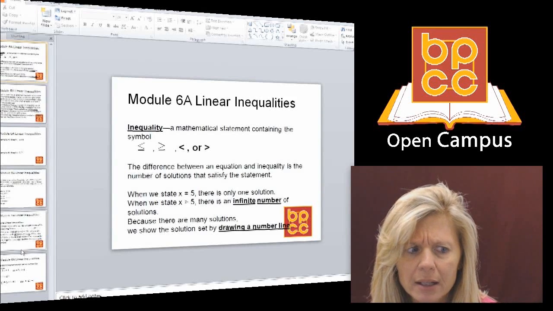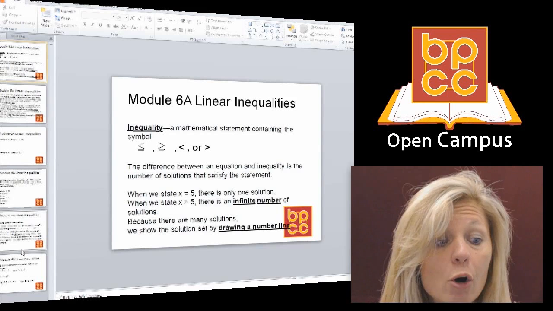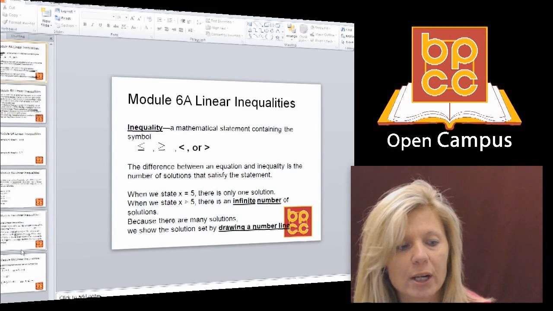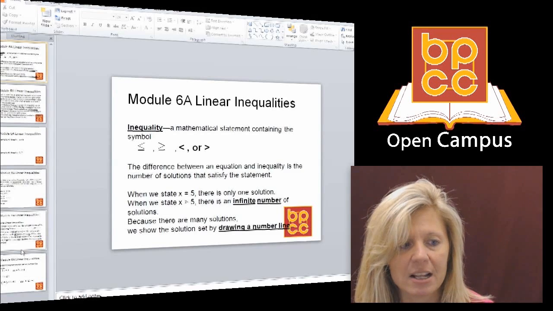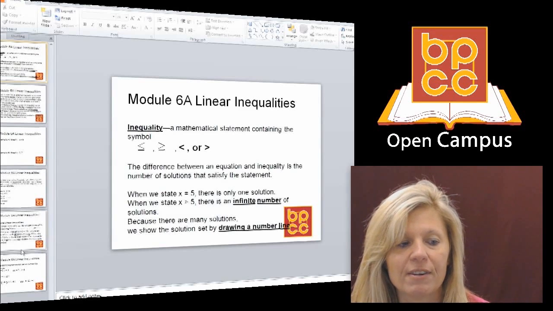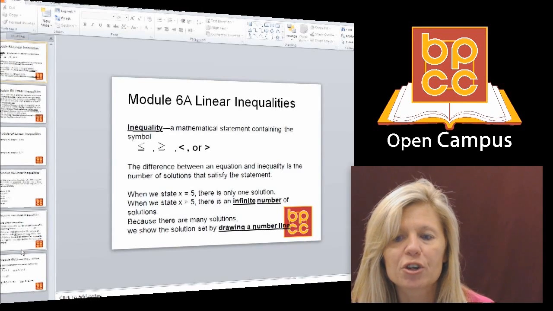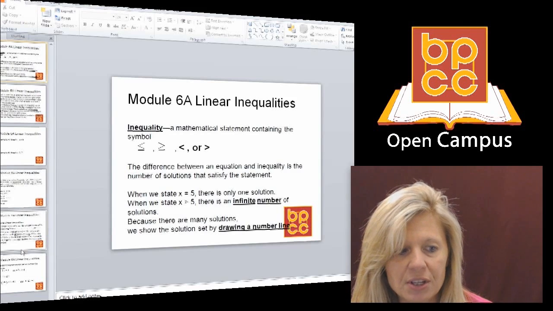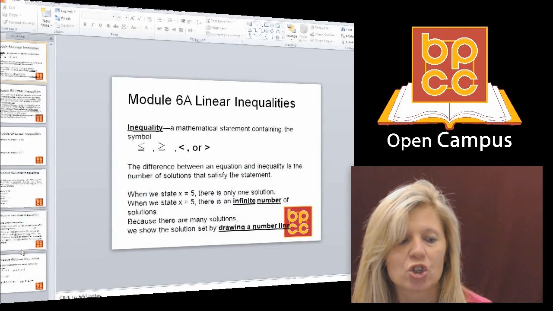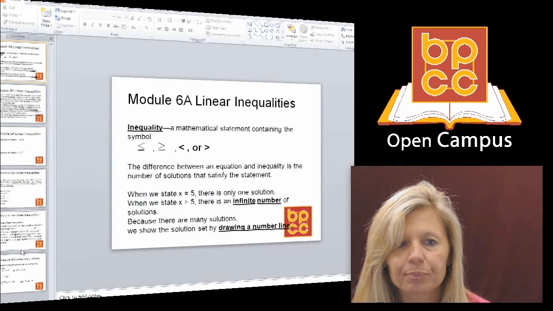Well, think about that. Can you list on a piece of paper every number greater than 5? No, you cannot, because there's not just one number greater than 5 or 2 numbers or 3 numbers. There's an infinite set of numbers. Just like Buzz Lightyear would say, there's an infinity of numbers greater than 5. So with an inequality, our biggest difference is there's going to be an infinite number of solutions. And because we can't list all those numbers bigger than 5, we're going to have to show this solution by working on a number line.